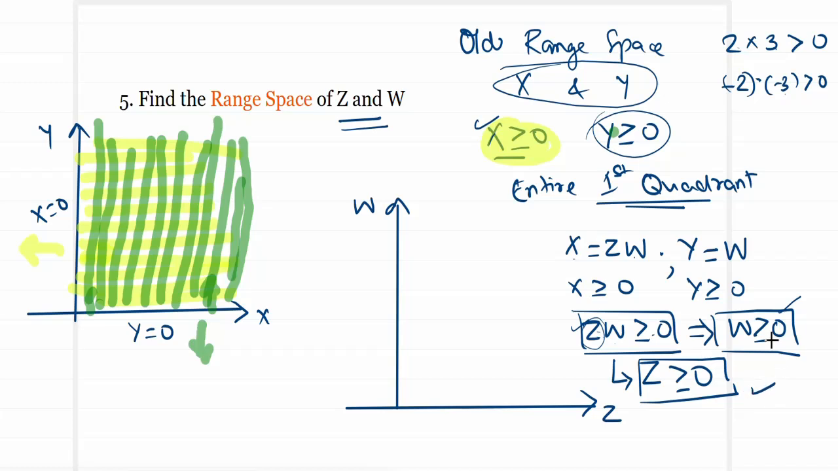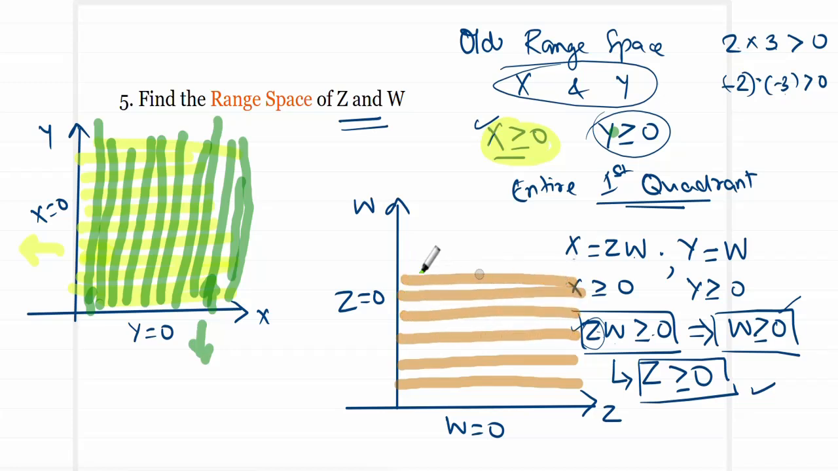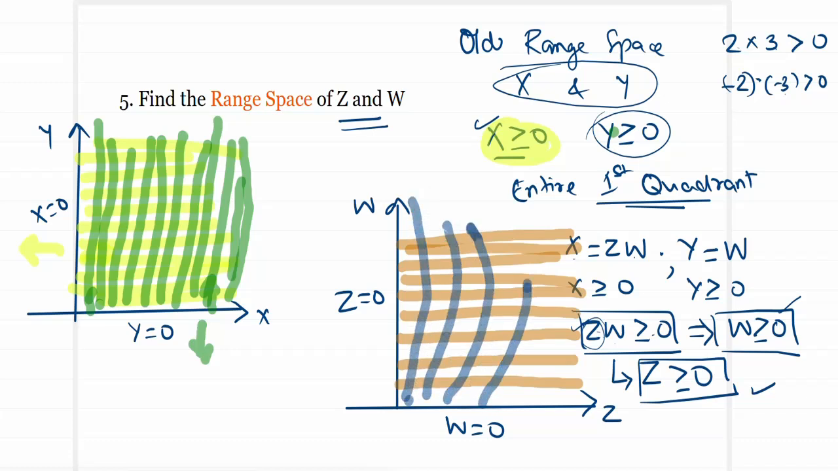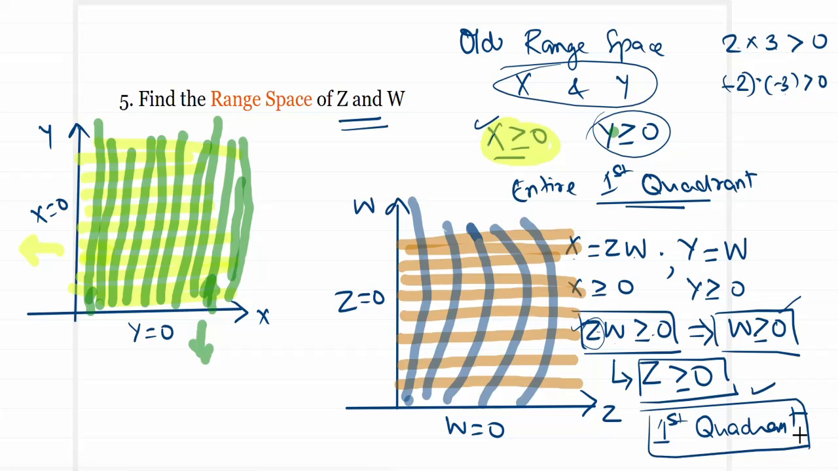So now I am ready to plot my regions w greater than or equal to 0 and z greater than or equal to 0. What is z equal to 0? Z equal to 0 is your w axis. What is w equal to 0? W equal to 0 is my z axis. So now let me plot the region for z greater than 0, z moving from 0 to infinity. It will cover this entire space from 0 to infinity. Likewise, when I want to move w from 0 to infinity, the entire range over here will be covered. So what you will be covering over here is your entire first quadrant again. So z greater than or equal to 0 and w greater than or equal to 0 is again the entire first quadrant. So we have now defined the range space of my z and w.